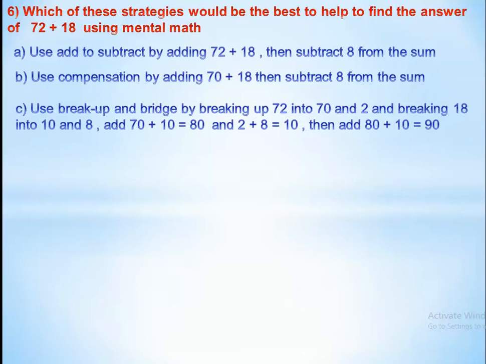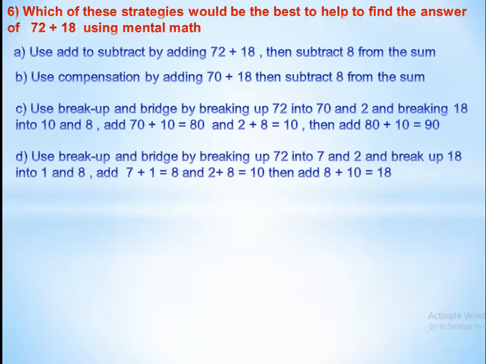Use breakup and bridge by breaking up 72 into 70 and 2 and breaking up 18 to be 10 and 8. Add 70 plus 10 and 2 plus 8, so it will be 80 plus 10 equal 90. This is the right one.